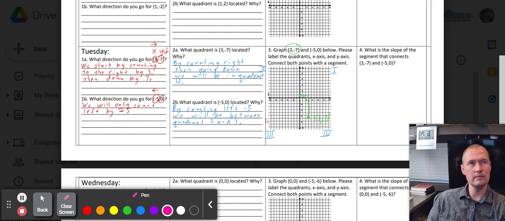And our other point of -5, 0 just means we're going to count to the left by -5 and we're going to graph it somewhere on the x-axis. So it's okay for a point to land on an x-axis or a y-axis. Here we go. We're going to count by -1, -2, -3, -4, and -5, which is going to be right there on the x-axis. And I'll also label that. So I'm going to label that as -5, 0.